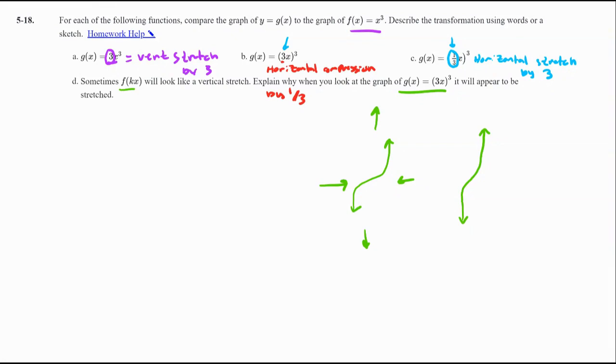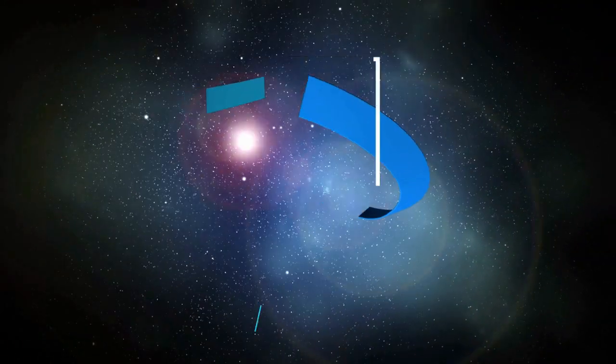Mathematically, the reason that makes sense is if we expand this: if I have 3x to the power of 3, that's the same thing as 3x times 3x times 3x, which is the same thing as 27x cubed. Now we see I have an a value, where we have a vertical stretch by a factor of 27. So a b value can kind of change into an a value if we want it to, and we should see that a horizontal compression can look like a vertical stretch.